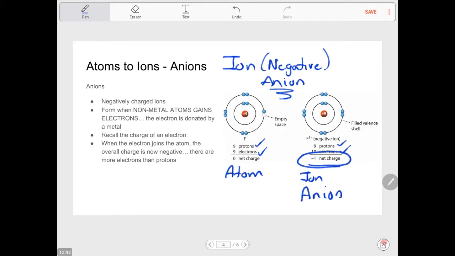So here's the goal, everyone. If you gain an electron, like in this case, we went from 9 electrons to 10 electrons. That means we gained 1. That is an anion. And just keep this in mind moving forward, it is non-metals that gain electrons. I'll say that again. Non-metals are what gain electrons. Very, very important, and you will understand why soon.